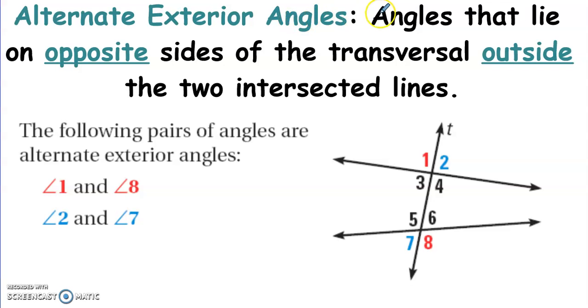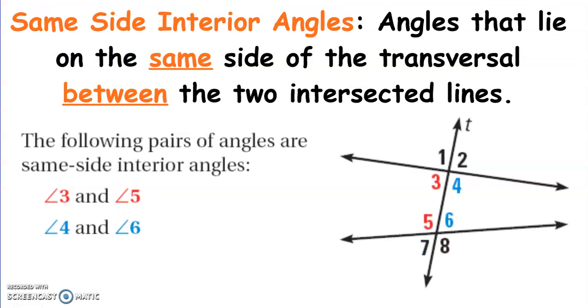Alternate exterior angles are angles that lie on opposite sides of the transversal outside of the two intersected lines. So exterior means outside. So my exterior angles are 1, 2, 7, and 8. So they're on the outside of these two lines. And then alternate means opposite sides of the transversal. So angle 1 is on the opposite side of this transversal as angle 8. So those are alternate exterior angles, and angle 2 and angle 7 are alternate exterior angles. Again, opposite sides of the transversal, and they're on the outside of these two lines. So exterior means outside.